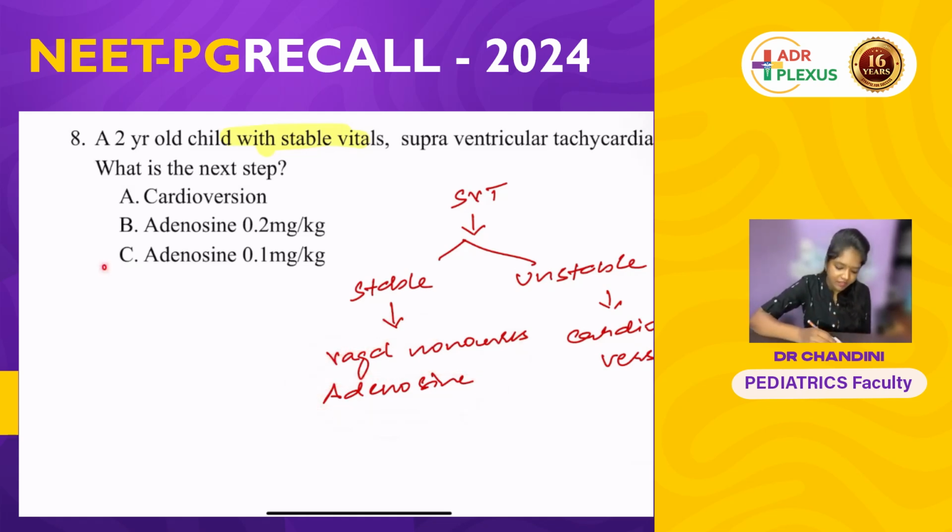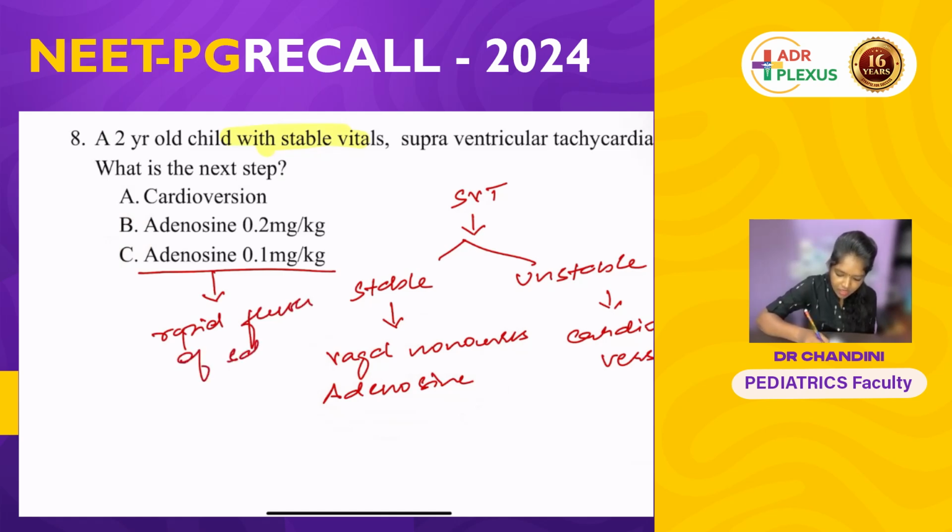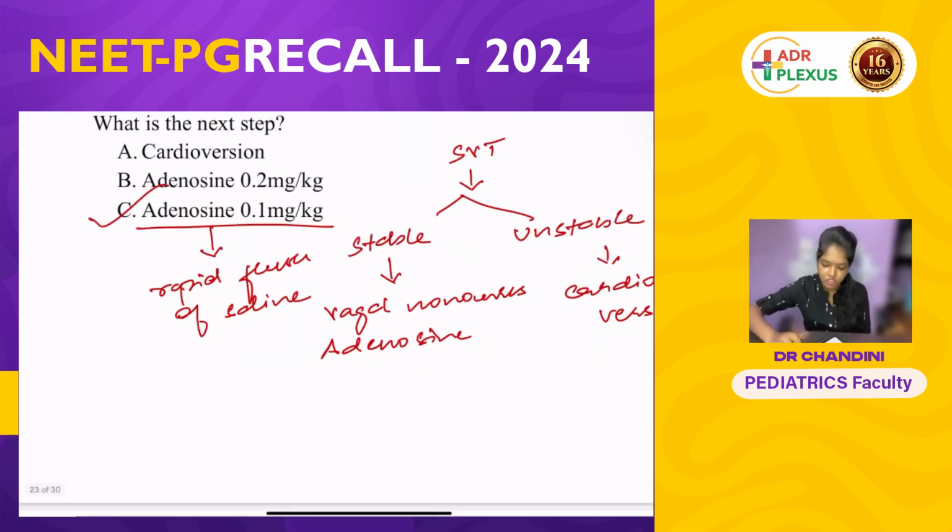What about the adenosine? They have given 2 doses of adenosine. The initial dose you give in adenosine is 0.1 milligram per kg. Adenosine has to be given with a rapid flush of saline, because the action of adenosine is of very short duration. So the initial dose is 0.1 milligram per kg. If the tachycardia does not respond to 0.1, then you increase to 0.2. So the answer here would be option C, 0.1 milligram per kg.